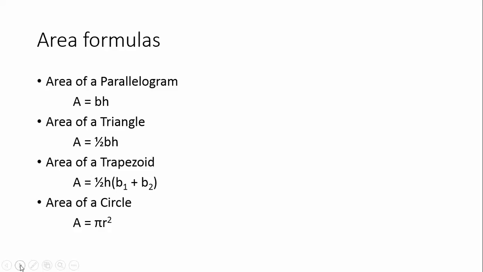So let's review our area formulas. Area of a parallelogram is base times height. Area of a triangle is 1/2 times the base times the height. Area of a trapezoid is half of the height times the sum of the bases. And remember that the bases of a trapezoid are like the top and the bottom piece. And then area of a circle is pi r squared. You should already have these in your notes from our area lessons and our circle lessons, but if you want to jot them down again, you can do that.